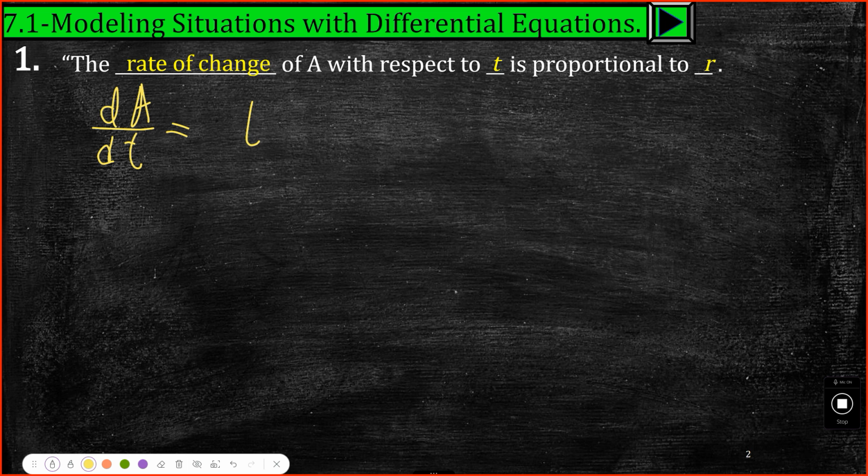So what goes here? R. So dA/dt is equal to R, and we need a constant of proportionality, a letter for this. Let's use k. So dA/dt is equal to k times R. That's how you read this: the rate of change of A with respect to t is equal to k times R.